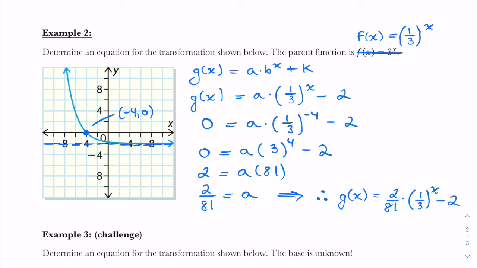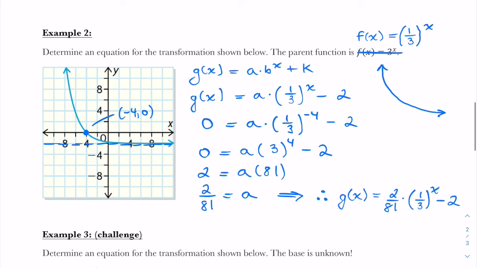And once again, everyone, I just want you to ask yourself if it makes sense. In this case, we have a base that's a fraction, so the general shape of that is something like this. Our a value is positive, so we're not going to vertically reflect it, and the shape of our transformation has the general shape. So that should give you some confidence again that we've done it correctly.